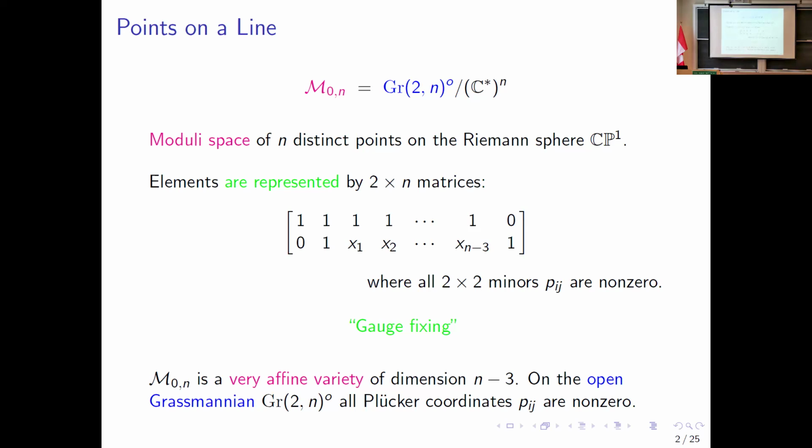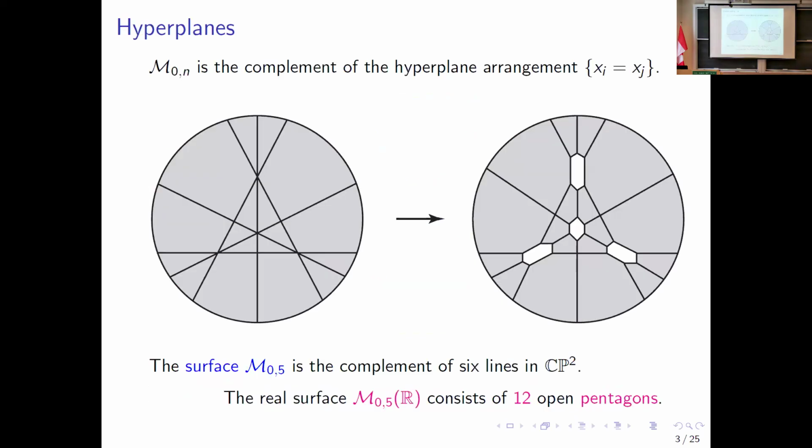Now this very affine variety is the complement of everybody's favorite hyperplane arrangement, right? We've heard in the previous talk that the reflection arrangement given by the n choose 2 hyperplanes xi equals xj is everybody's favorite, and we're going to talk about other graphic arrangements today. So here's the picture for n equals 5. For n equals 5, this is a 2-dimensional surface. It's given by the complement of these 6 black lines in the real projective plane.